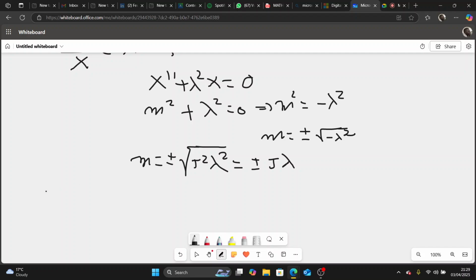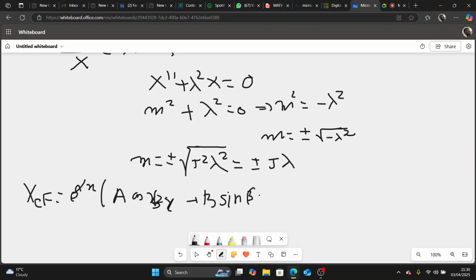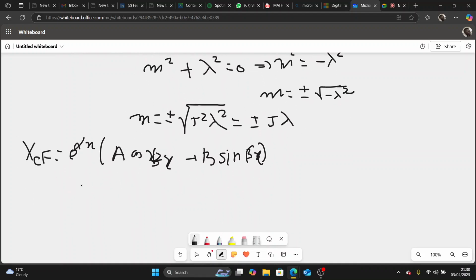When you have a complex root, your type of solution is like this. XCF is equal to exponential alpha x, times a cos beta x plus b sine beta x. Do you agree? This is the general solution. So in this case, what is XCF? Remember, we don't have the alpha. This part does not exist, so it's 0. It's only this one.